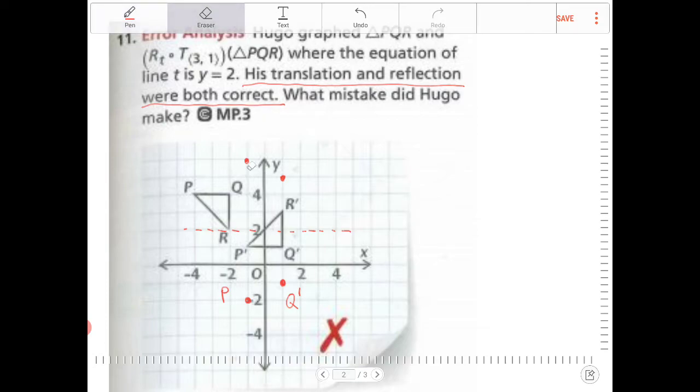Whoops, I made a mistake. 3 and then 1. That's where it is. And then P prime would be over here. And then lastly, R: go 3 over and 1 up. So R will be over here. R prime would be over here. So this is our triangle. That's what it should look like.